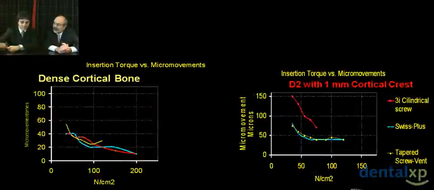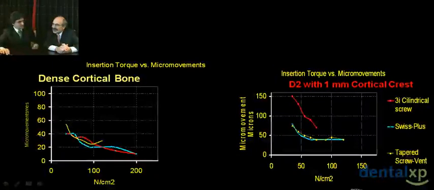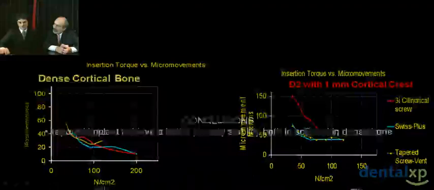Much different. And the micromotion of these two implants is much lower, around 10 microns. 10 microns micromotion is almost nothing, because, as you know, the threshold level for micromotion under immediate loading is 50 microns. So if you are able to achieve at least, I would say, 100 to 120 newton, and be below 20 microns of micromotion, it can be safe for the implant to be immediately loaded. On the cylinders, parallel wall screw, we were able to get 30 microns of micromotion at our upper level of insertion torque. But if we shift to D2 bone with 1 millimeter cortical crest, everything is different.